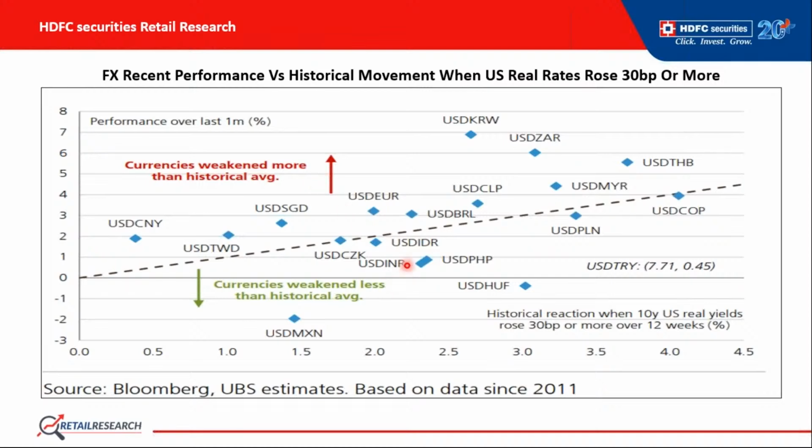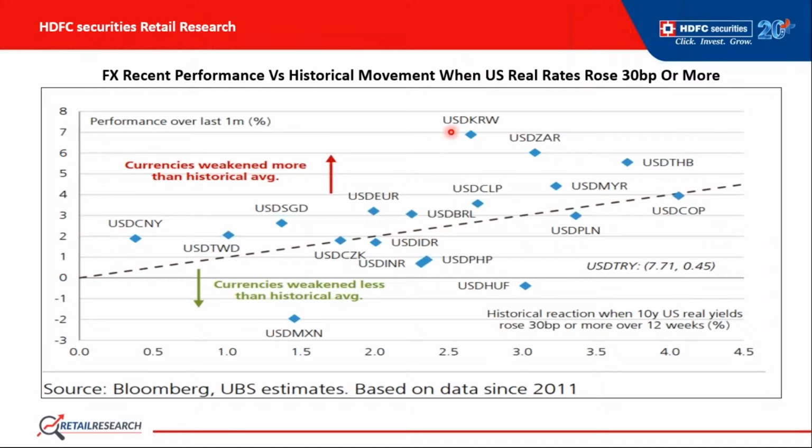So where are we placed? We are placed somewhere around zero point 0.5, so we are neither an outperformer nor an underperformer. This is the line above which are the most weakened currencies, while the majority of currencies like USD, Czech, Indonesian and Philippines are the main currencies which remain slightly on a higher side relative to the average.